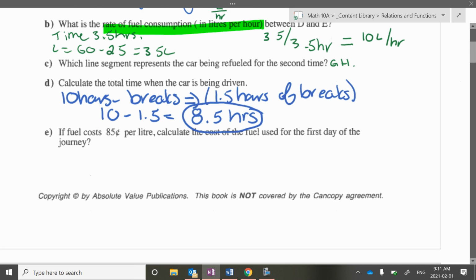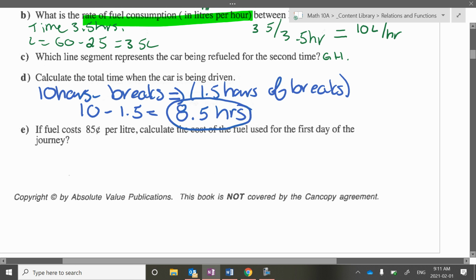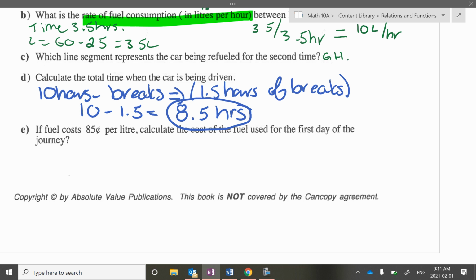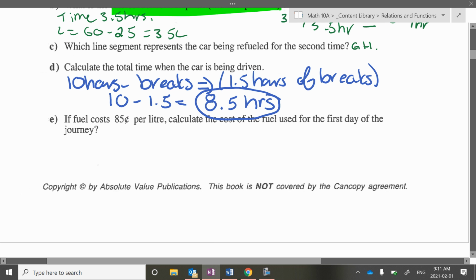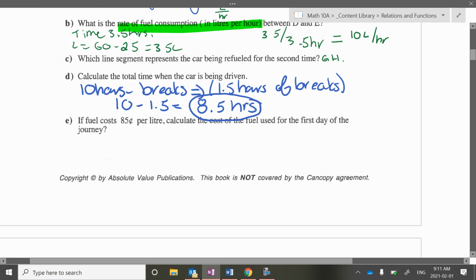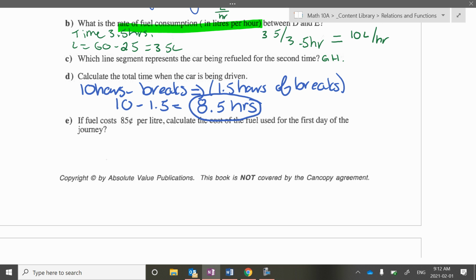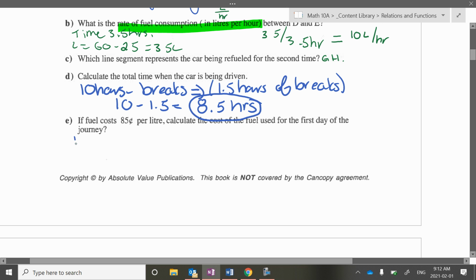If fuel costs 85 cents per liter, this is super cheap. How much does gas cost right now? Good, so just over $1. Fuel's always posted in cents, but just over $1. 85 cents per liter. Calculate the cost of fuel used for the first day of the journey. So in order to do that, what information do we need to find out? Good, we need to first find out our total liters.